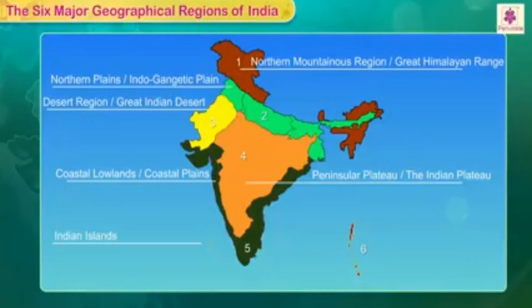So, world's highest peak is Mount Everest, which is 8,848 meter. And the second highest peak is Godwin Austen, or other name is K2, which is in the Karakoram range, lies in these mountain ranges.